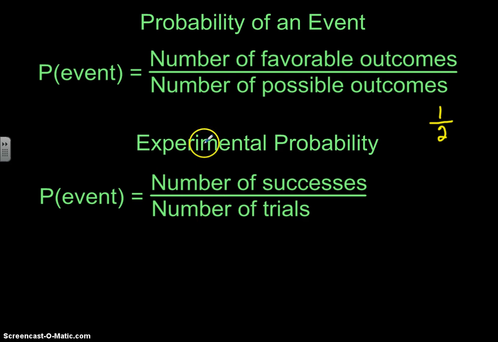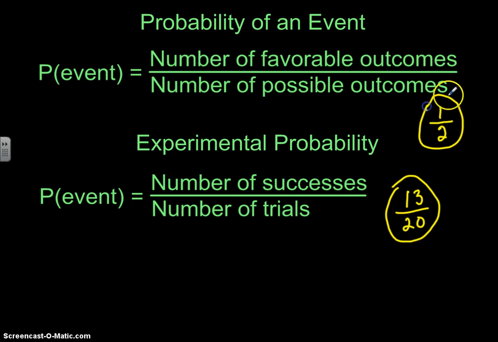Now, experimental probability is different. That's when you conduct the experiments. If I were to flip a coin over and over again, I look and see how many tails I actually flip. Let's say I flipped it 20 times and I had 13 tails. So that would be 13 successes divided by the number of trials. The number of trials was 20, so that would be 13 out of 20. So that's experimental probability. You have to actually conduct the experiment to get this. With theoretical probability, we just look at the number of favorable outcomes and divide it by the number of possible outcomes.